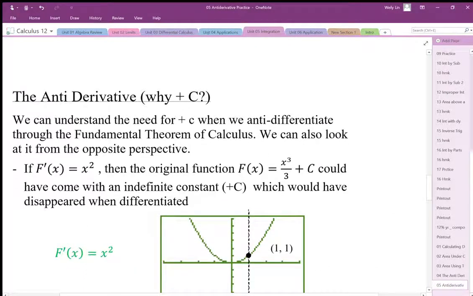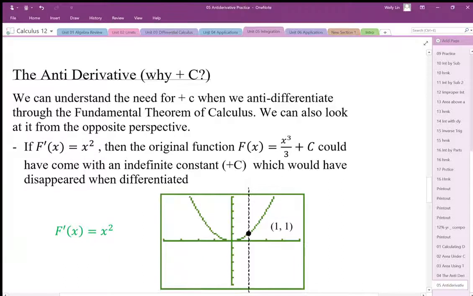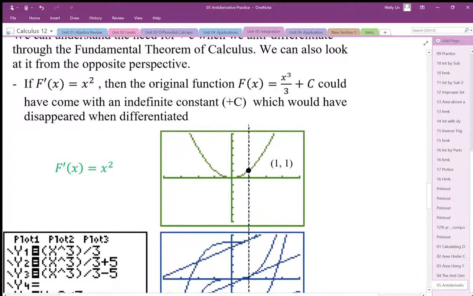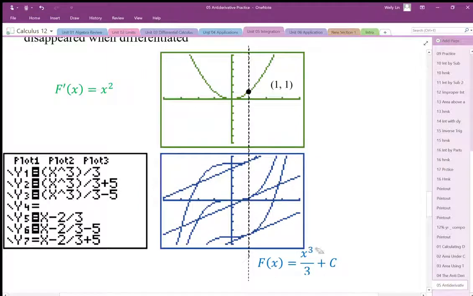Plus c. Well, the plus c we talked about. If you think about it from the derivative perspective, there could have been a plus c that disappeared when we found the derivative. But we could also think of this as when we anti-differentiate, there are all these plus c. So the difference in the plus c would be when we anti-differentiate. This plus c is just a vertical shift.